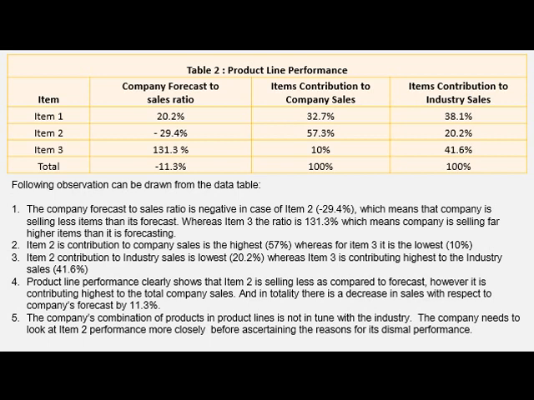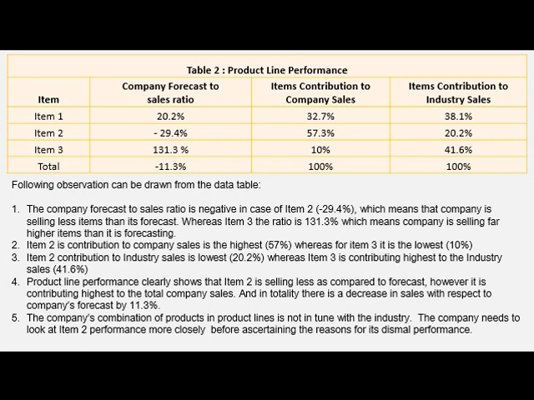Point number 2. Item 2's contribution to total company sales is the highest at 57.3%, whereas item 3's contribution is lowest at 10%. Point number 3. Item 2's contribution to total industry sales is the lowest at 20.2%, whereas contribution of item 3 is highest at 41.6% to the total industry sales.